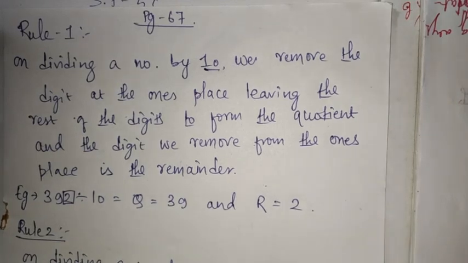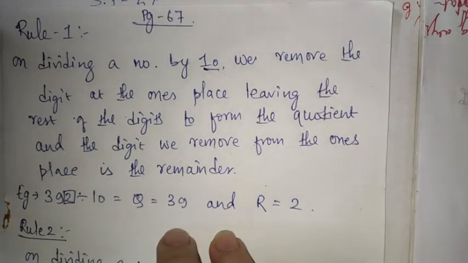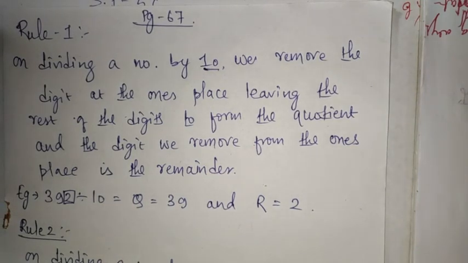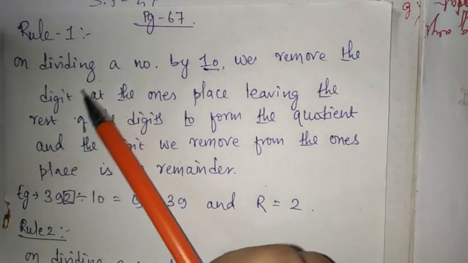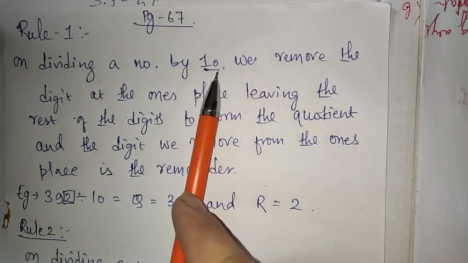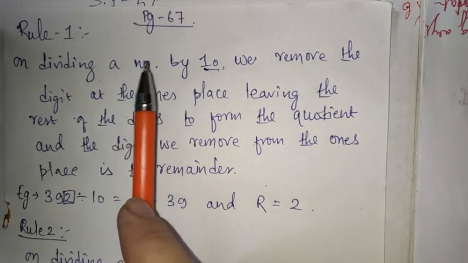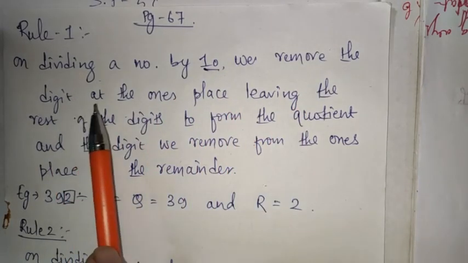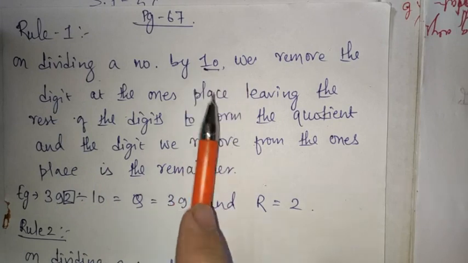This is on page number 67 of Composite Math. You can check it out there. I'll make you understand what these rules are. These rules will help you solve self-practice 5C. So rule number 1 is: on dividing a number by 10, whenever you divide any number by 10, we remove the digit at the ones place.